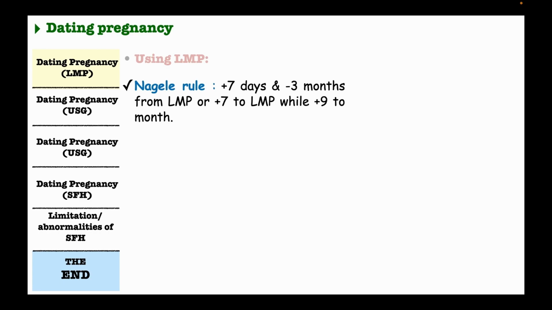And so we can simply add 7 days to the last menstrual period whilst we subtract 3 months from the last menstrual period. And so we are going to have plus 7 minus 3. We can also get the date by adding 7 days to the LMP whilst we add 9 months to the LMP. And so we are going to have plus 7 plus 9. For descriptive purposes, I want us to look at some examples.